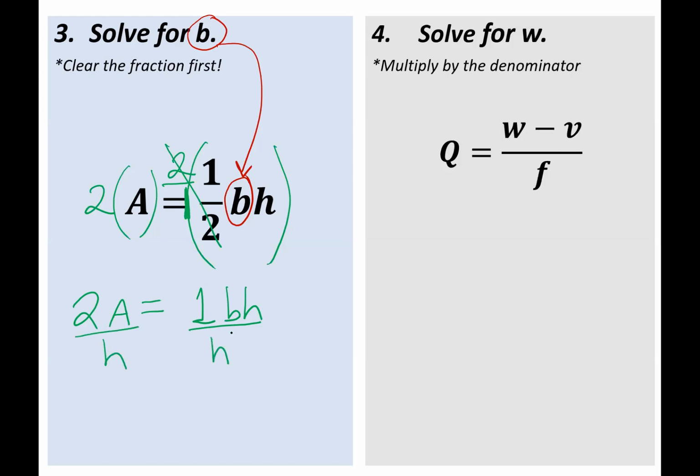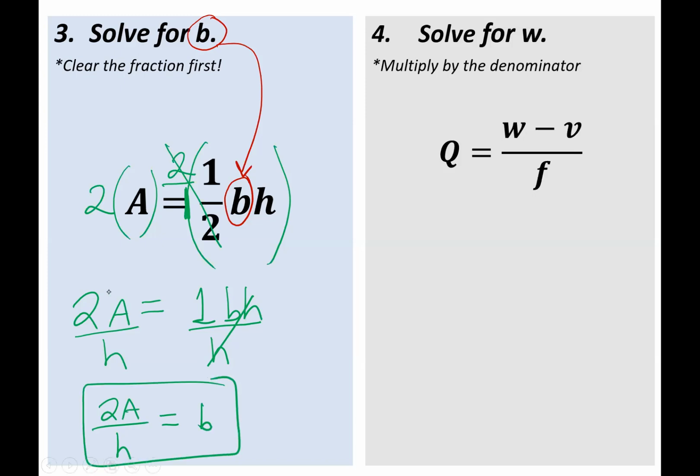Okay, so I've just written that little fraction bar on both sides and put everything over h. The h's will cancel out. 1b, that's just equal to b, same thing. So my final answer, I have 2a over h on the left side equals b on the right side. And we did it, we solved for b.